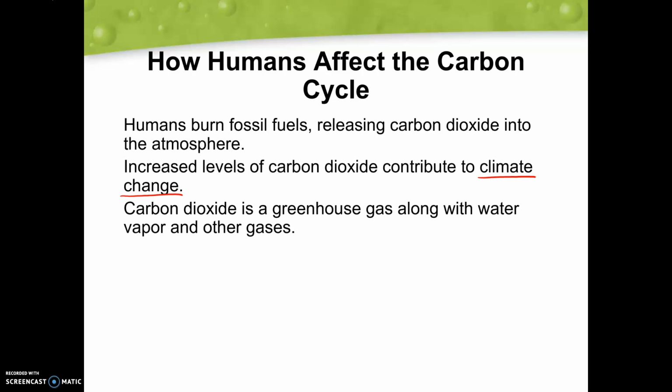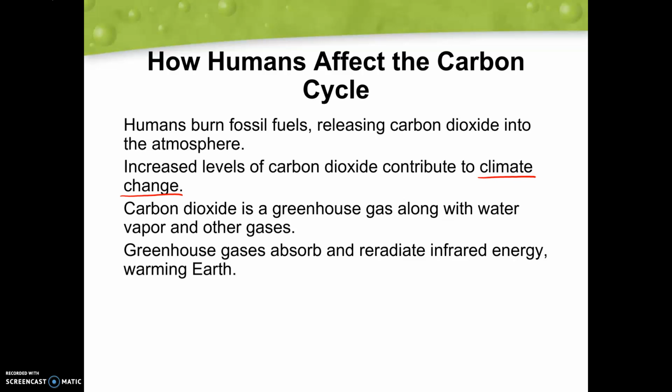And because of this increase in greenhouse gases, along with water vapor and other gases, we're going to see that this is going to warm the earth. So remember, greenhouse gases are there to help control the temperature because they take in that infrared radiation. But when there are too many of them, we're going to see that this is contributing to this warming of the earth here.